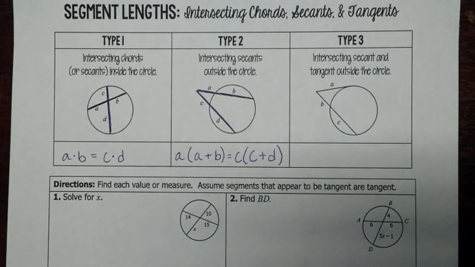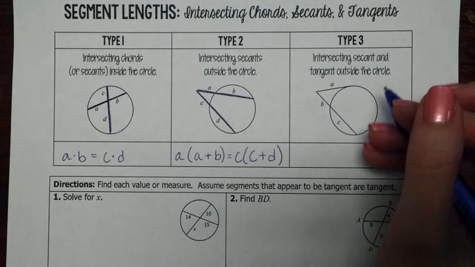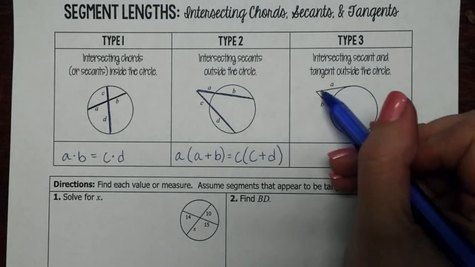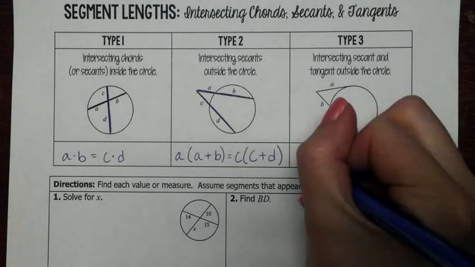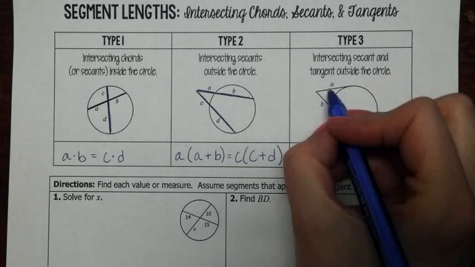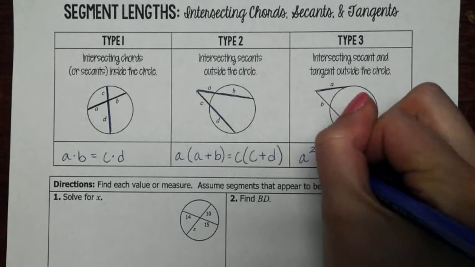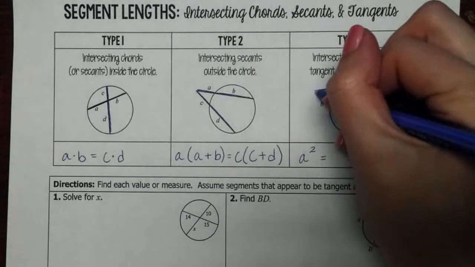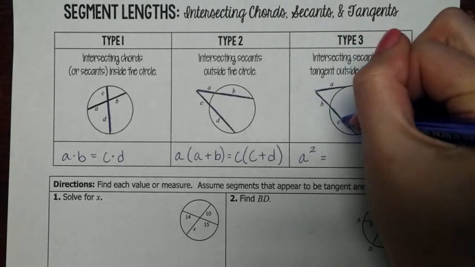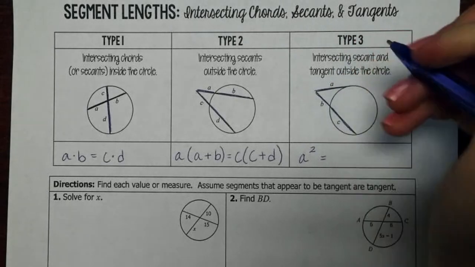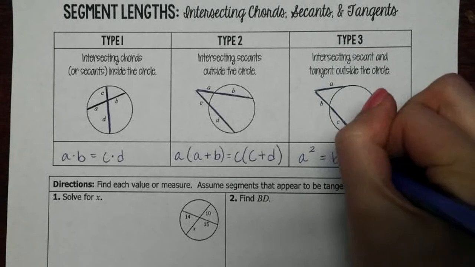And then type 3, you have a tangent right here. You're going to start with that tangent. You're going to take that tangent piece, which is A, and you're going to square it. You're going to multiply it by itself. And you're going to set that equal to, like the setup in the last type, B times itself plus C.